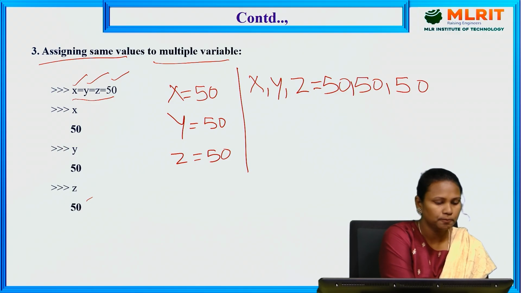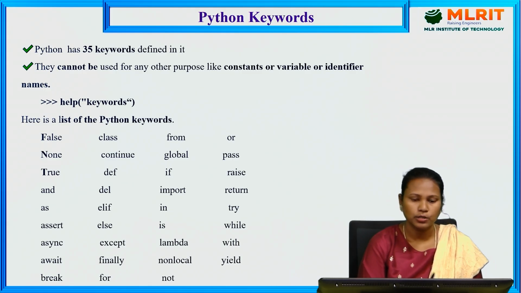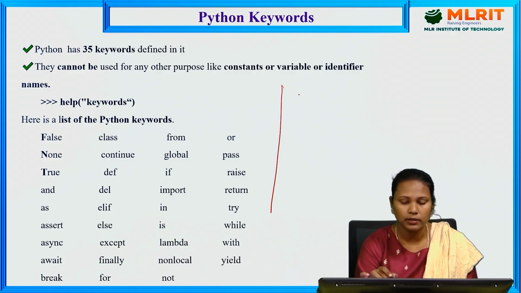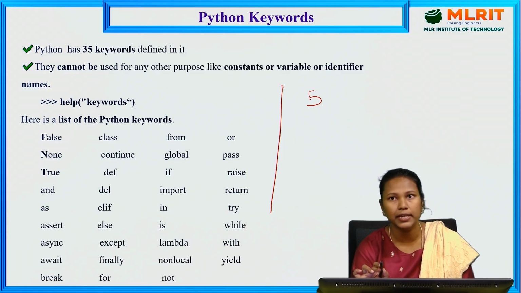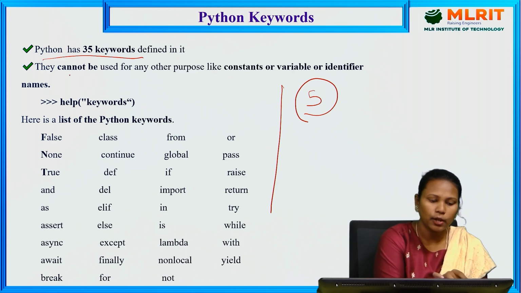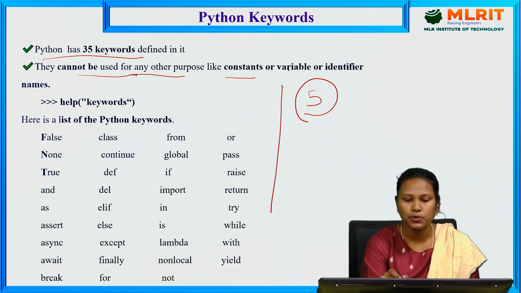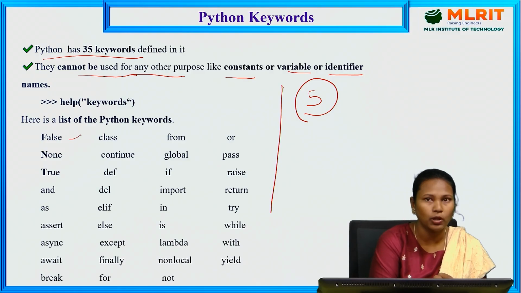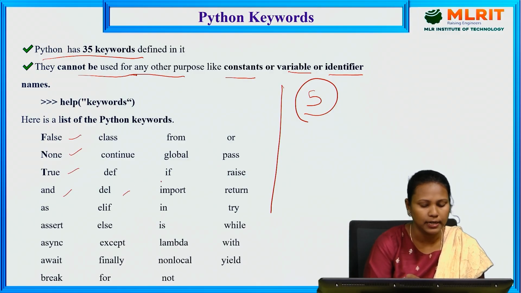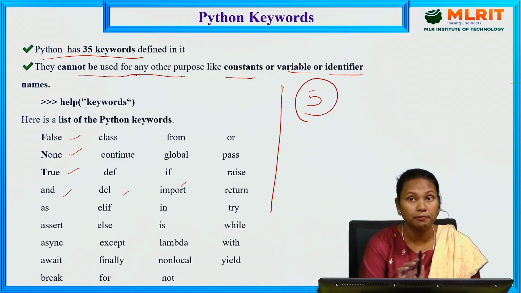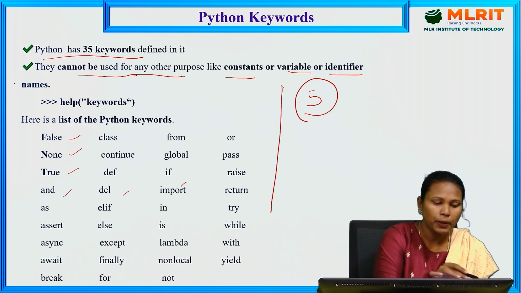The next one is the Python keywords. Whenever we were discussing identifiers, the last condition was: don't use keywords for defining an identifier. The fifth rule: Python has 35 keywords defined in it. They cannot be used for any other purpose like constants, variables or identifier names. So we don't use these keywords: False, None, True, and, elif, del, import. Every keyword has some purpose, so we can't use them for defining identifiers, variables or constants.